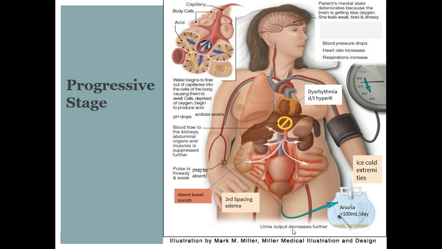Anuria will be present, or less than 100 mL of urine output per day. There will be third spacing edema present because you have water that begins to flow out of the capillaries into the cells of the body, causing them to swell. Absent bowel sounds, severe metabolic acidosis, respiratory acidosis. You'll have cold extremities and weak, thready, or absent pulses. And in this stage, you'll have hypoglycemia, so low blood sugar.